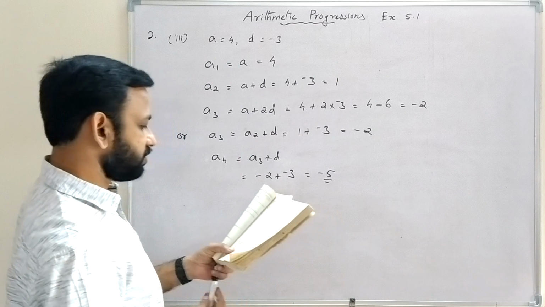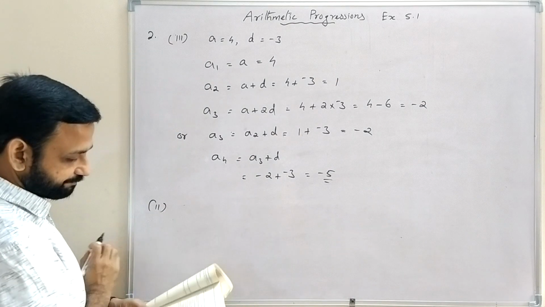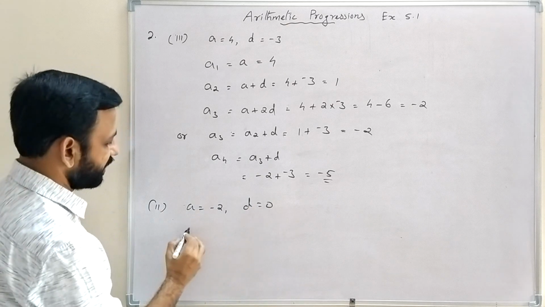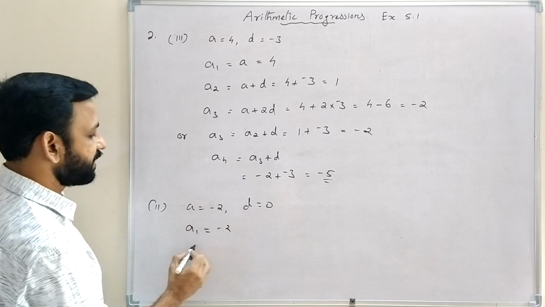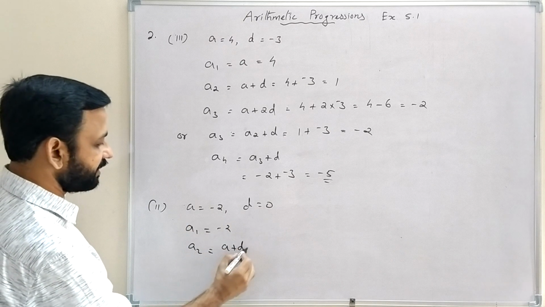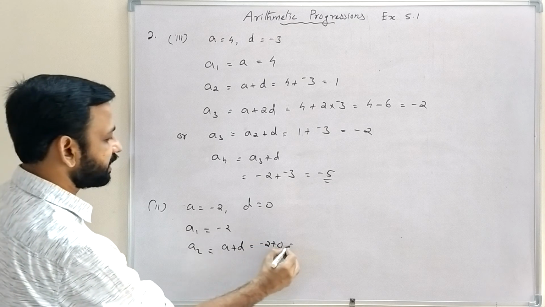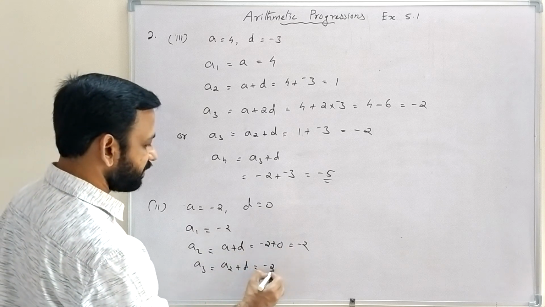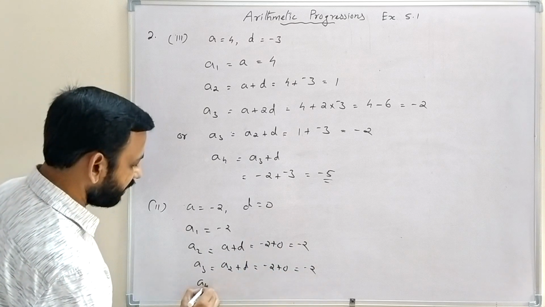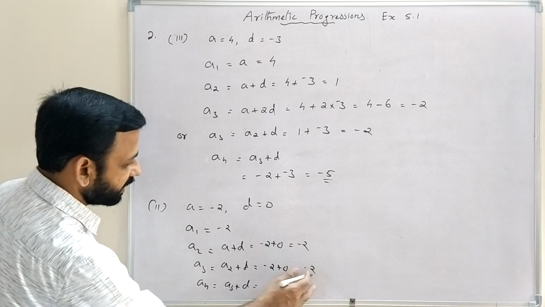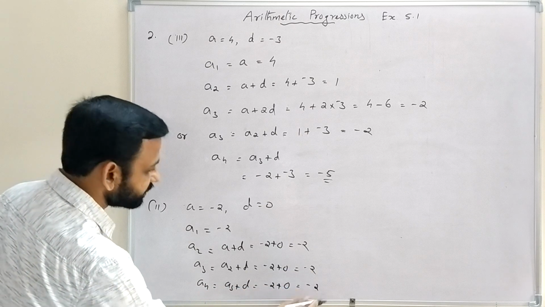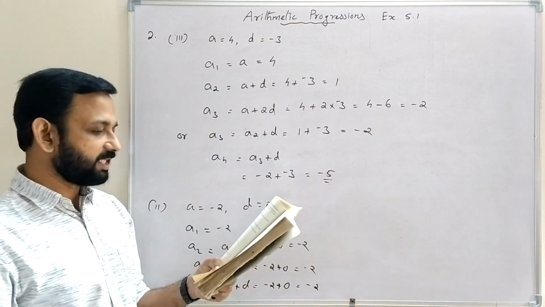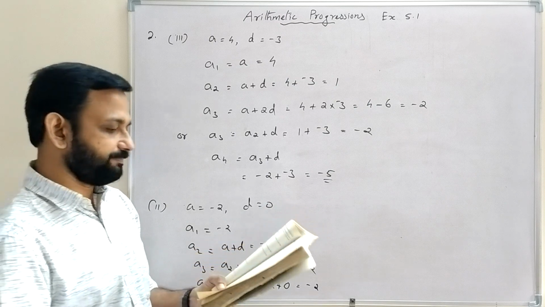Similarly we can do the rest of the questions. The second part I will also explain. a is equal to minus 2 and d equal to 0. Then a1 is equal to minus 2, the same, and a2 is equal to a plus d, that is minus 2 plus 0, that is minus 2. a3 is a2 plus d, that is minus 2 plus 0, again minus 2. a4 is a3 plus d, that is minus 2 plus 0, again minus 2. So here all the terms are the same because the common difference is 0. So that is the second question. Similarly we can do the rest of the parts.